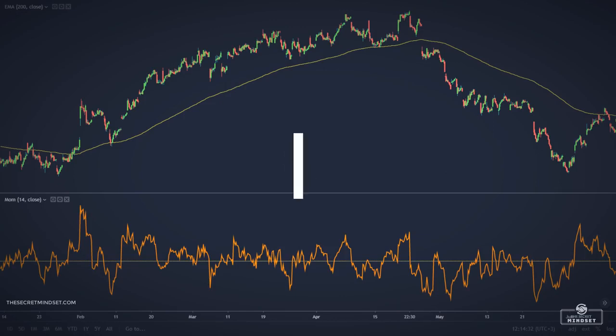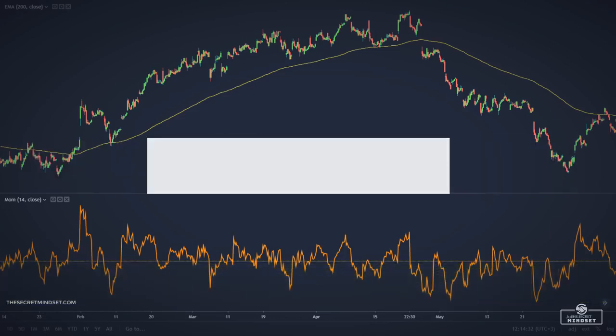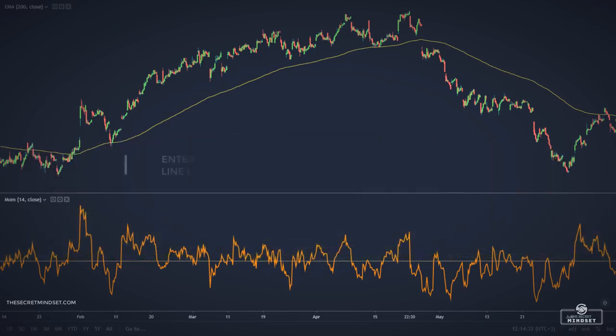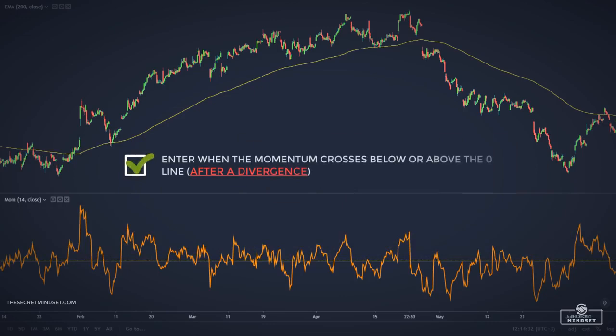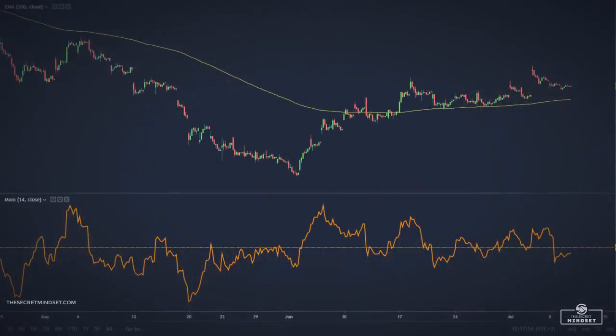So if the price trades above the 200 EMA, I search for divergences on the lower side of the momentum, and if the price trades below the 200 EMA, I search for divergences on the upper side of the momentum indicator. I enter when I spot a divergence in the direction of the trend when the momentum crosses below or above the zero line. Also, if you aren't familiar with divergences, I recommend you watch this video after you finish this one. Let's use the same Tesla stock, this time on the hourly time frame.